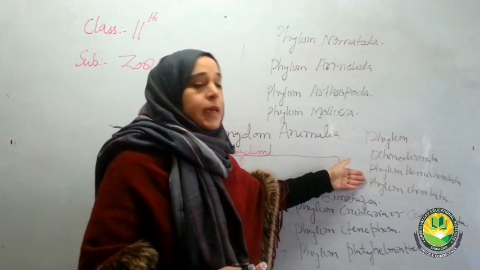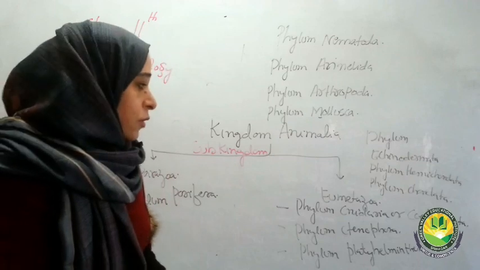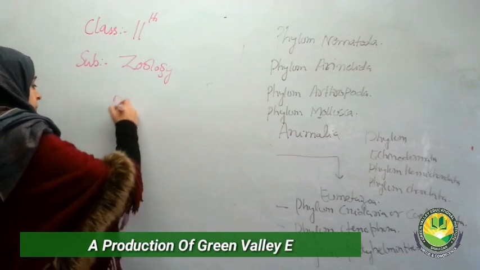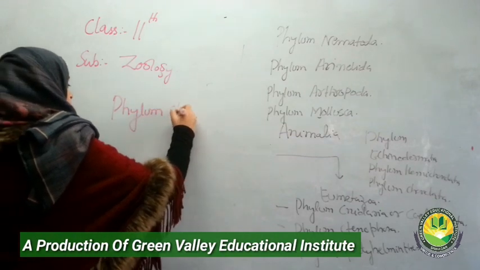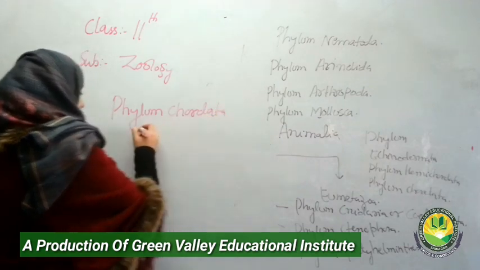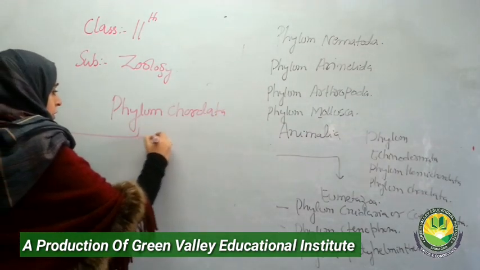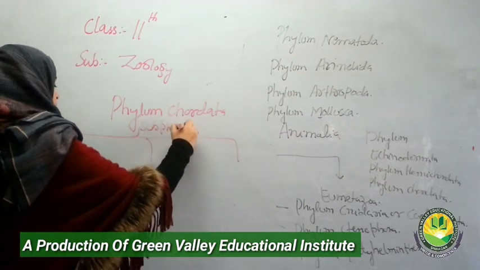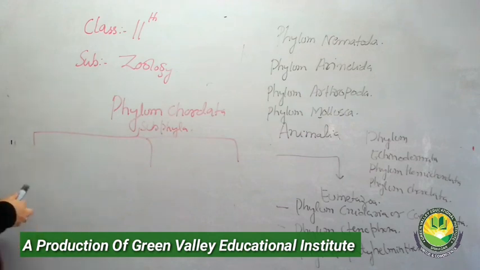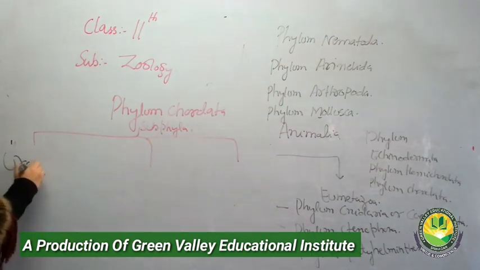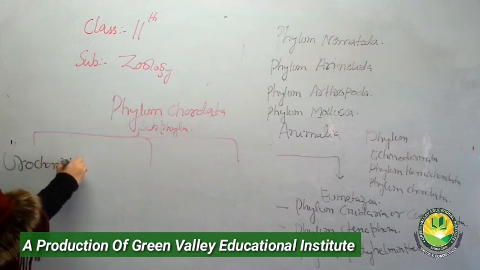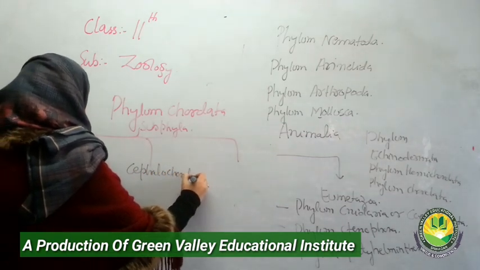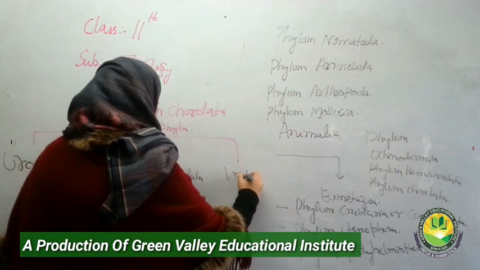The phylum Chordata is then again classified into three subdivisions: the Urochordata, the Cephalochordata, and the Vertebrata.